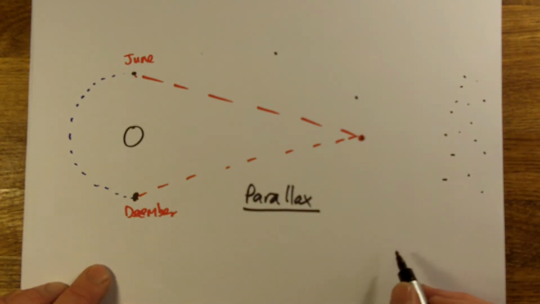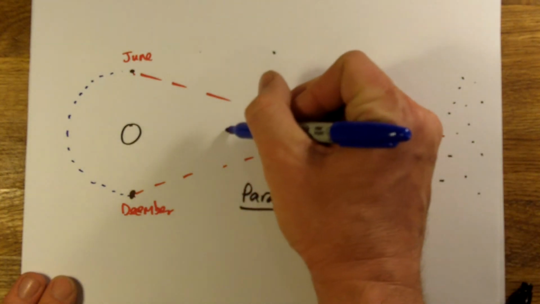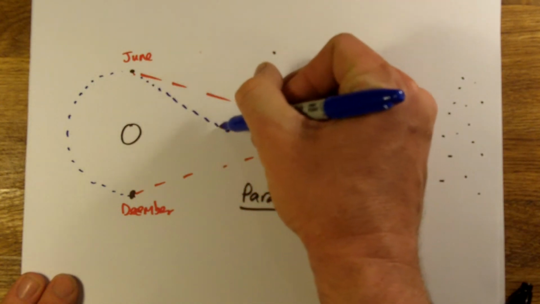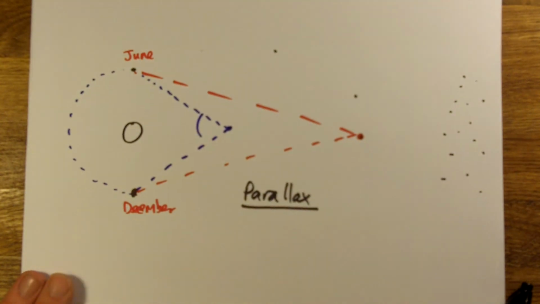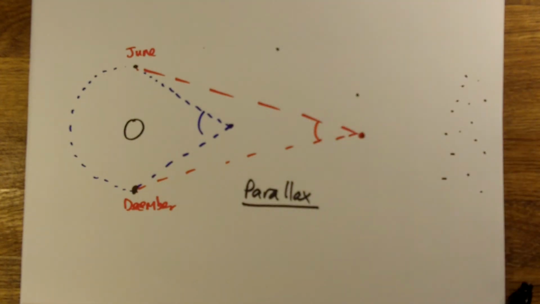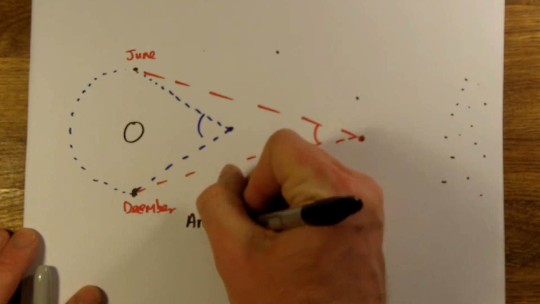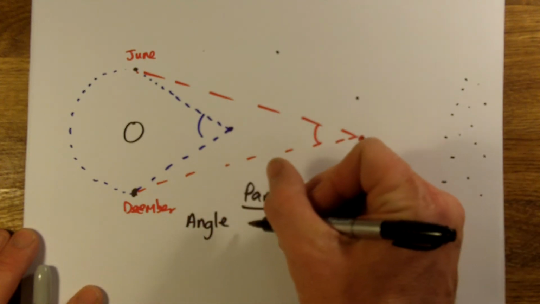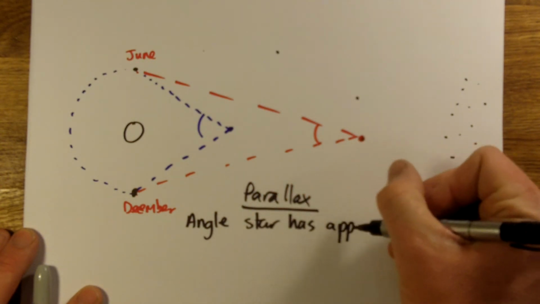Now the closer the star is, the more it will move. So if I had a star that was much closer, say here, then clearly when I look at it this time and this time, the angle that I've moved through is much bigger compared with the angle there. So the angle that the star moves through in the sky can tell you the distance. The further away it is, the smaller the angle, the nearer it is, the bigger the angle. So we measure the angle that the star has moved through or appeared to have moved through, and we can then work that out.